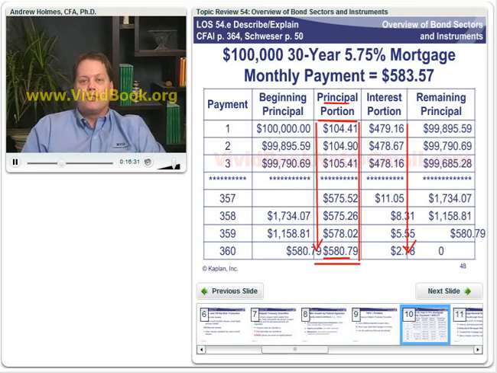All right, so that is an amortization schedule. Make sure you could do this for 1 or 2 or 3 years out, just to make sure that you understand how these things work. Now let's talk about mortgage-backed securities.